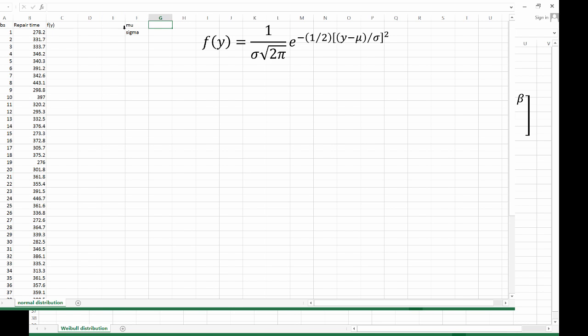Let's count the number of bins. The number of bins is going to be the square root of the sample size, the square root of 35, which is 5.916. Let's round that up to 6 bins. So the bin width is going to be the range divided by the number of bins. We get 278.2, and let's round up.